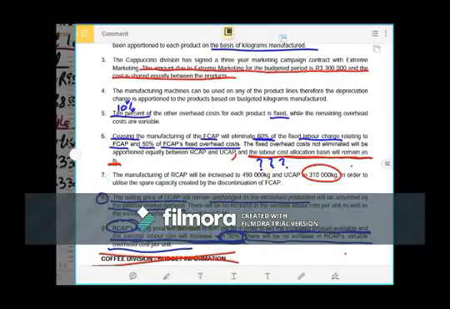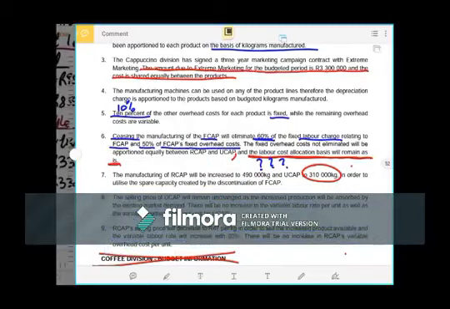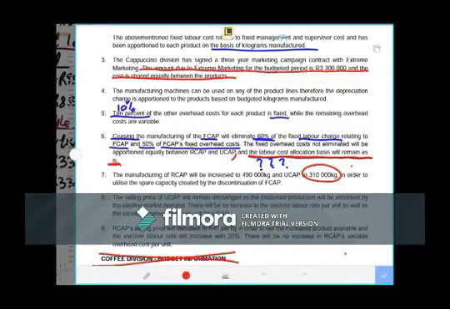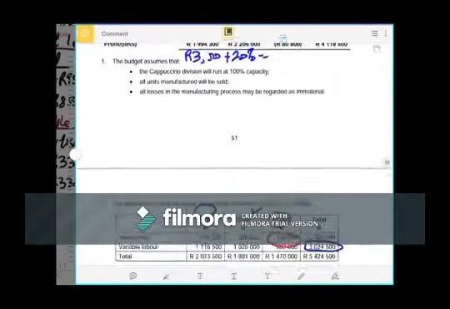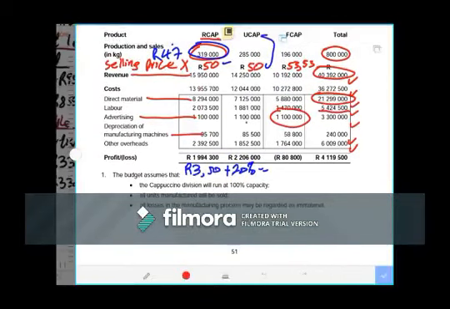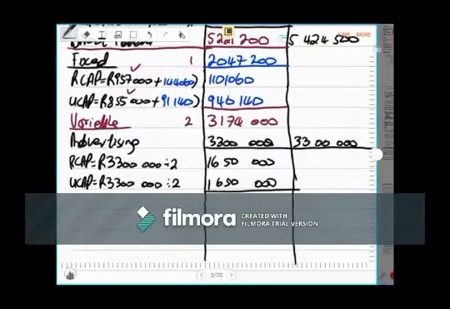If I am not mistaken, I'm just skimming now over the question, looking for the part that spoke about the depreciation. Yes, there we do have the depreciation. It said the manufacturing of the machine can be used on any of the product lines. Therefore, the depreciation charge is apportioned to the products based on the budgeted kilograms manufactured. So now remember, the cost that we expect to incur regarding depreciation is 240,000. It does not change because of the discontinuation. So let us first record the depreciation.